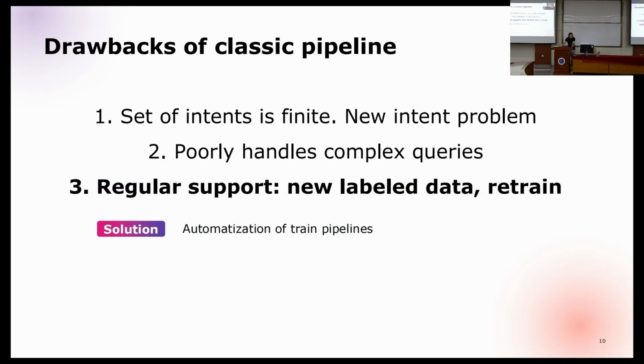The next thing is regular support. As I already said, we need to collect new labeled data every time. We need to retrain the model every time. The solution sounds simple. Okay, let's do automation. Let's create train pipelines that work automatically without humans, without data scientists. It sounds easy, but in practice, that's not so easy. But we've almost done this.